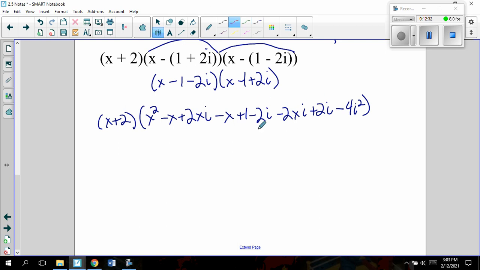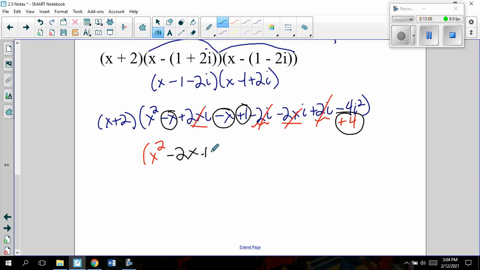All right, let's go through and do some matching here. I've got a positive and a negative 2xi, so those are going to add out. I've got a minus 2i and a plus 2i, so those cancel out. Remember, i squared is really negative 1, so negative 4 times negative 1 should become a positive 4. So collecting like terms here, I have x squared. I'm going to use a different color here. I've got a negative x, another negative x, so minus 2x. And then I've got a 1 and a 4, so I've got plus 5.